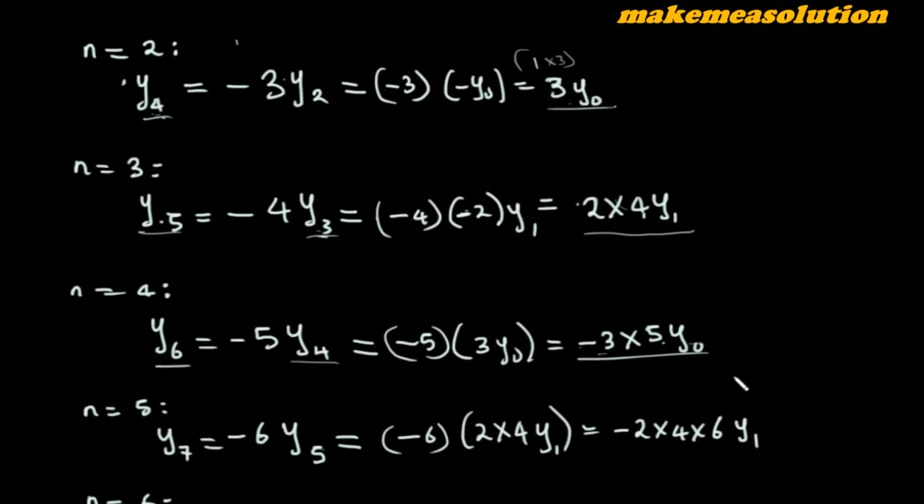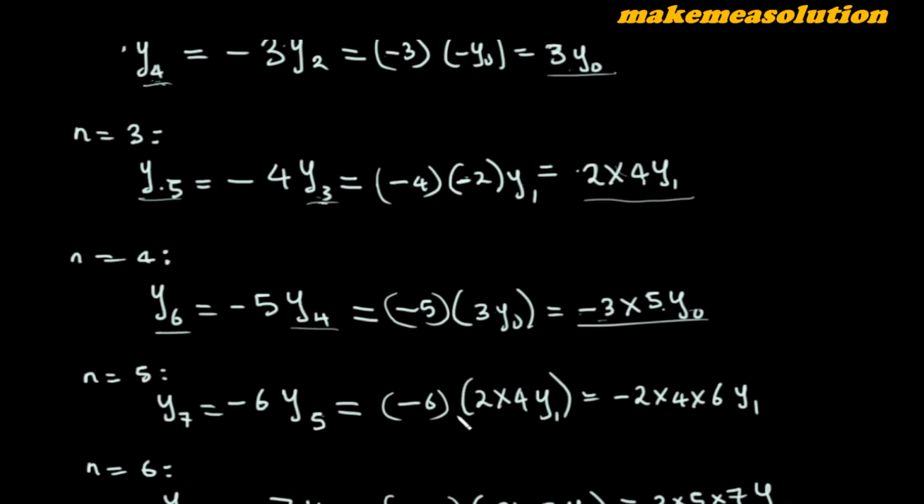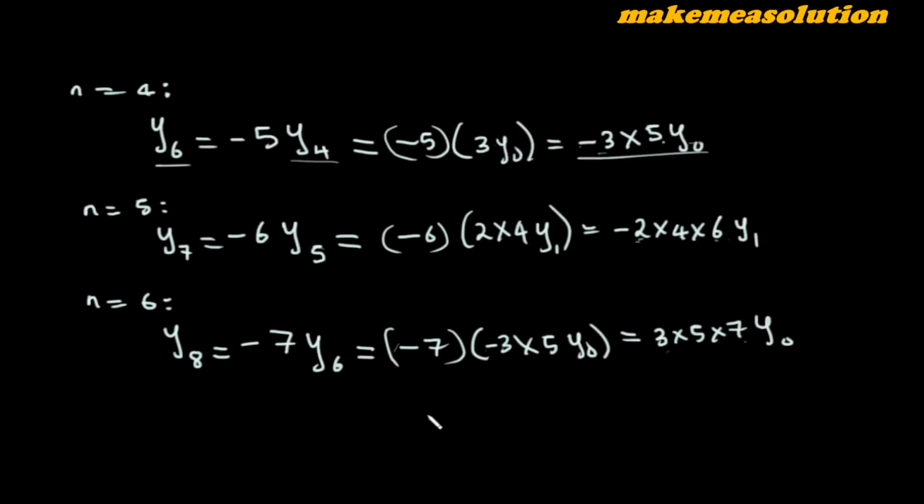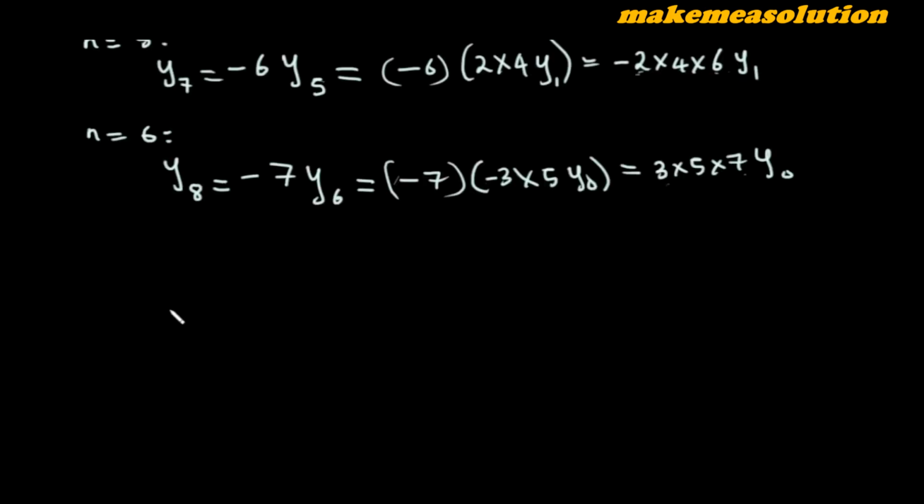Then if we go to the next term having y1, you now observe another pattern. The minus sign has now come back again. So 2 times 4 times 6. So with this, you figured out the pattern that is happening. So you can now write your solutions like this.